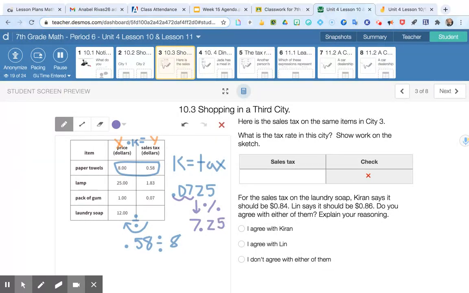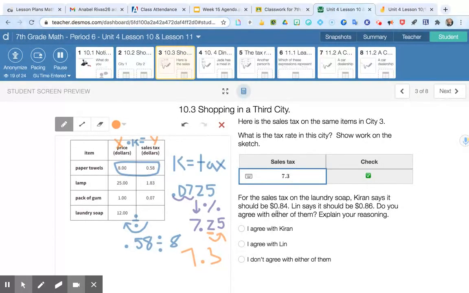Taxes typically don't have more than one number after the decimal. So if I put 7.25, it doesn't like that because it wants me to round it. Do I round this number or do I keep it the same? I've got to look at the one next to it. It's bigger than 4, so I'm going to round this up to 7.3%. So a little review of rounding. If you put 7.3%, you'll get it correct.